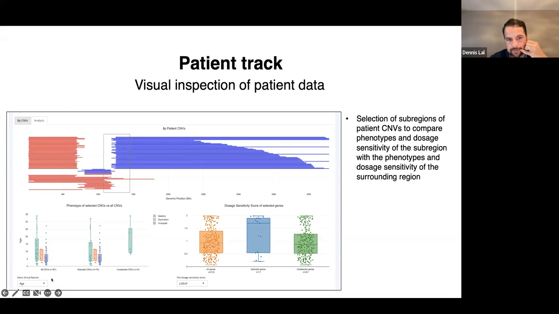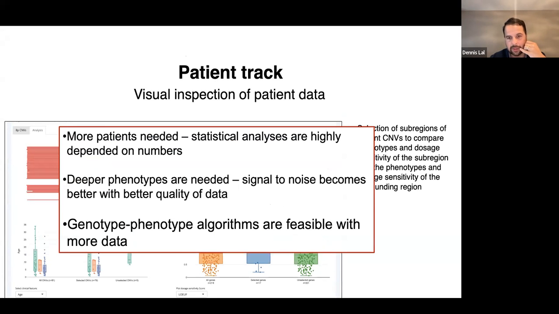Here there's no age, but this can be done in many ways. Again, you can look at movement disorder problems and so on. So long story short, with more patients, we can actually do this browsing through the genome automatically.